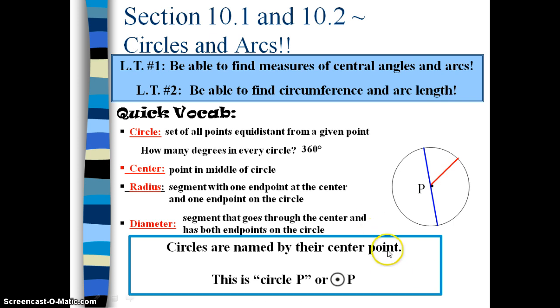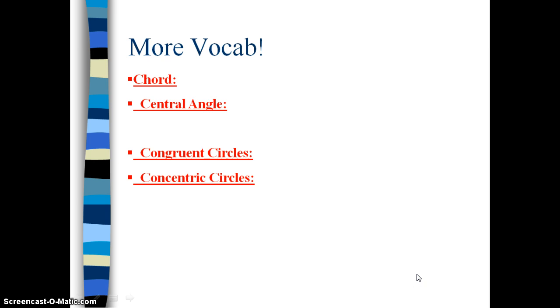Circles are named by their center point, so we would call this circle P, using the word circle P. Or you can draw a circle with a dot in the middle and then label a P next to it. So this is the symbol for circle, or you can write out the word circle. Some more vocabulary. You may not have heard these vocabulary words. I'm sure you heard the other ones before.